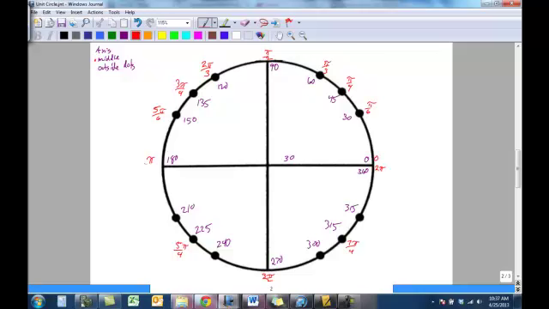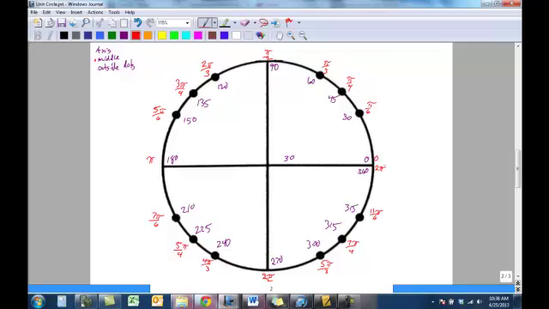All right, then keep going. 6 pi 6, 7 pi 6. 8 pi 6 reduces to 4 pi thirds. 9 pi 6 reduces. 10 pi sixths is 5 pi thirds. 11 pi sixths, 12 pi sixths. 12 sixths is 2. So there's our radians.